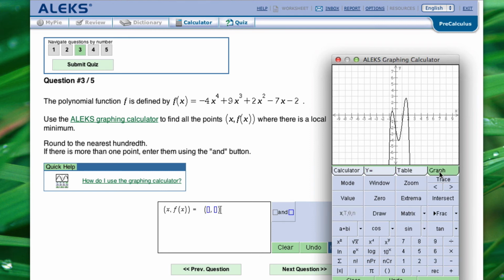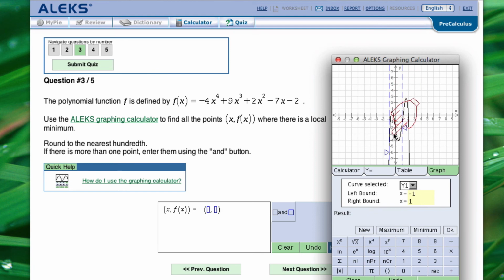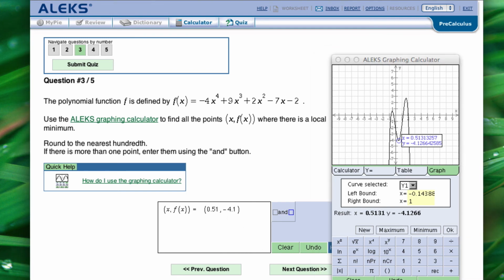Okay, enter graph. Okay, and we can see we have 2 maximums but only 1 min, so we're going to click on extrema. We want to move this so that we only are capturing one of the minimum or maximum values. We want to say minimum. And so we can see that our value is going to be 0.51 for the x coordinate and a negative 4.13 for the y coordinate. Negative 4.13. All right.